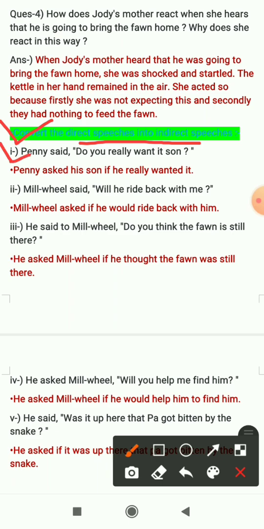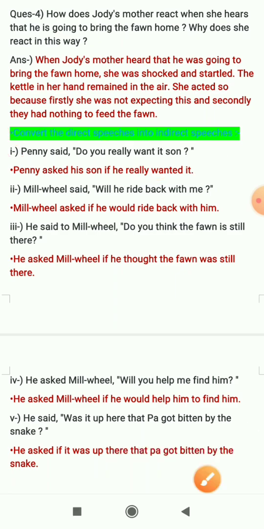First one is Penny said, "Do you really want it, son?" So that is the reporting verb and that is the reported speech. So said will be changed into asked in interrogative sentences. So it will be Penny asked his son. To whom did Penny ask? His son. If he really wanted it, because the sentence is in simple present tense, it will be changed to simple past tense. So it will become Penny asked his son if he really wanted it.